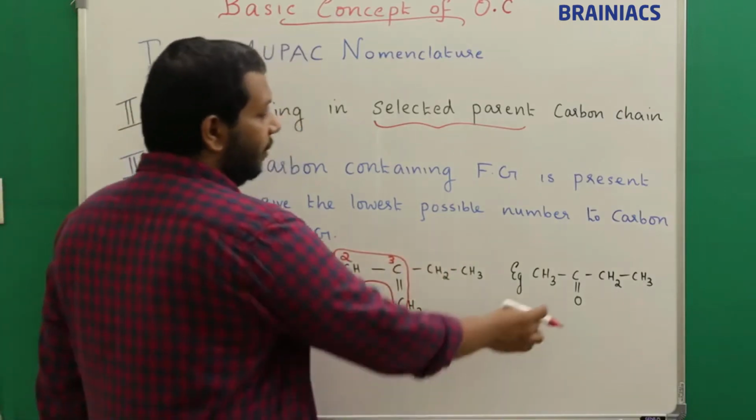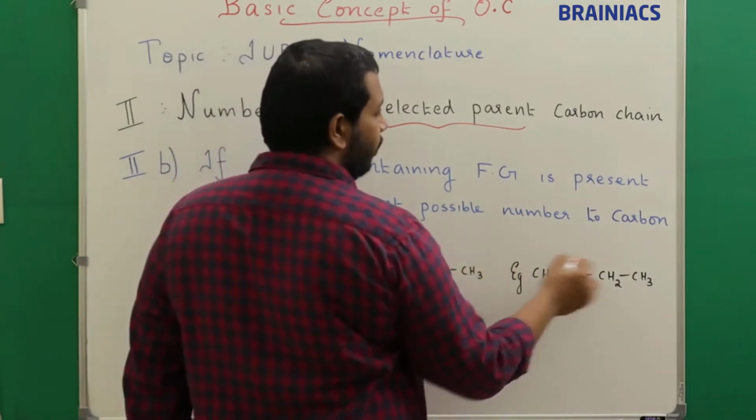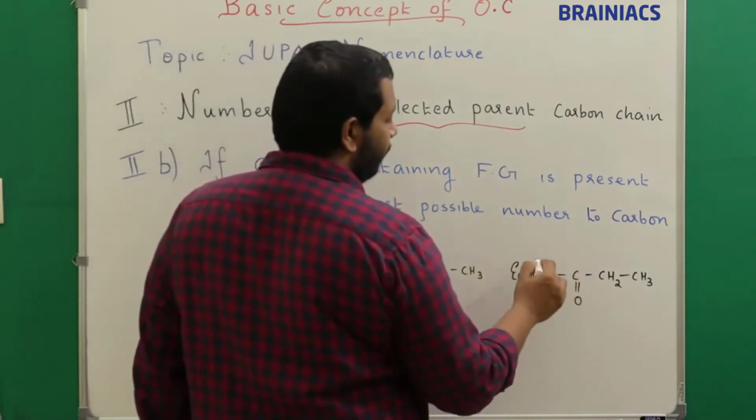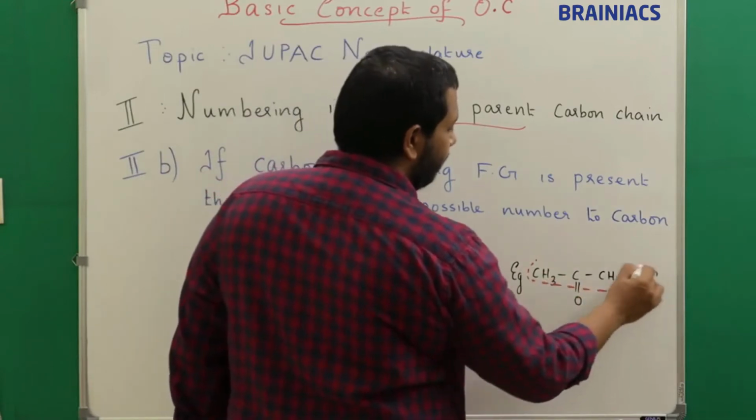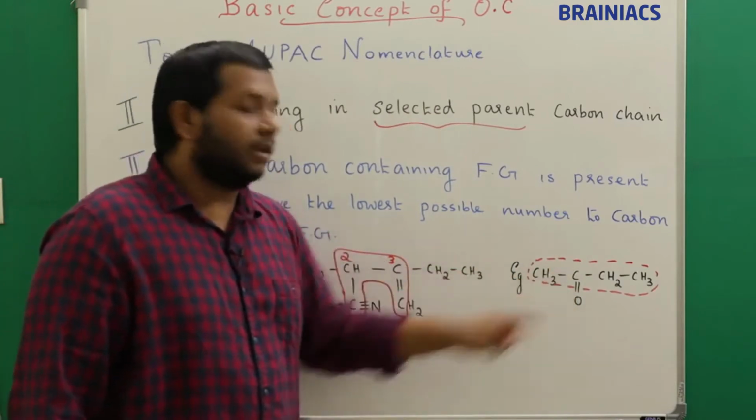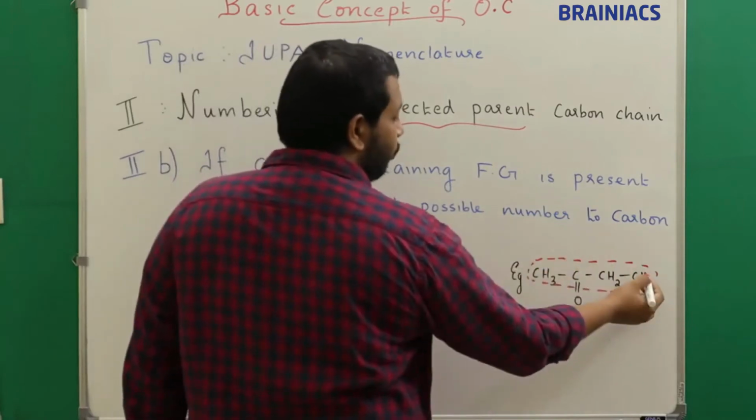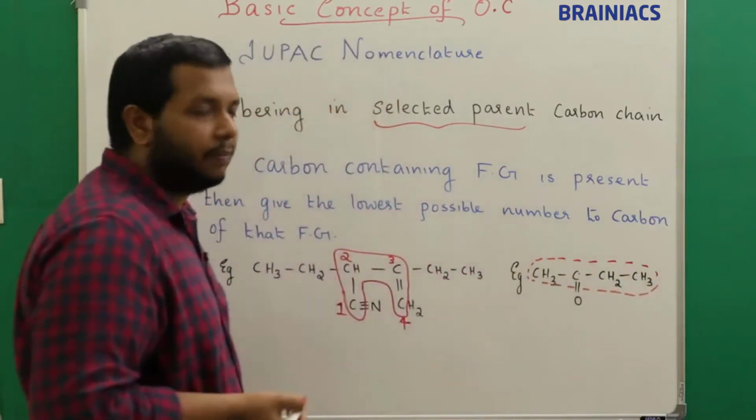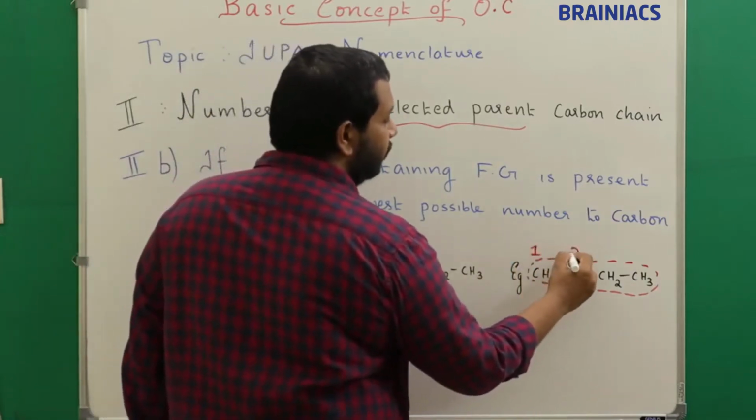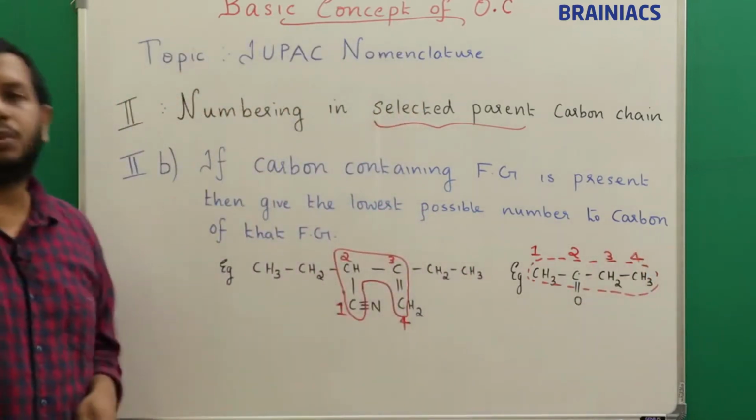Next we will go to the second example, where a carbonyl group is there. So how to choose the parent carbon chain? I know that this carbonyl group always lies between two carbon atoms, so I should include this carbonyl group in my parent carbon chain. So this should be my parent carbon chain. Now I should number it in such a way that this carbonyl group gets the lowest possible number. If I go in this direction, 1, 2, 3 will come into picture. If I go in this direction, 1, 2 will come into picture. So that is my correct numbering, because 2 is the lowest number. Understood?